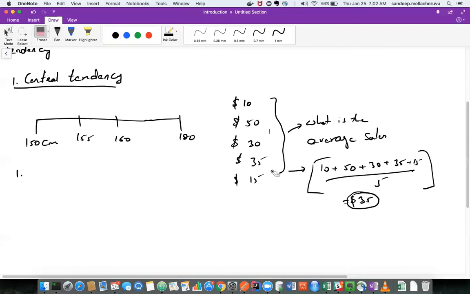Okay, and this is what is meant by central tendency. What it means is, when you take an average, most of the purchases are around this average. This is the reason why we take the average every time.